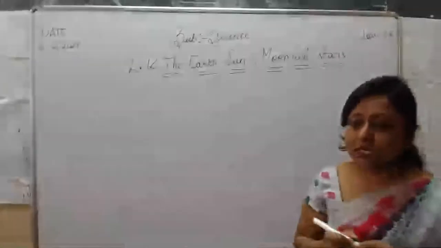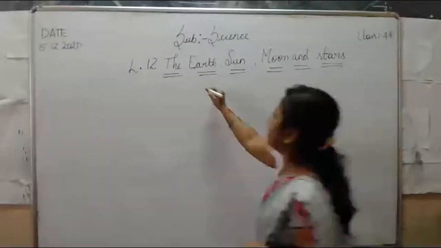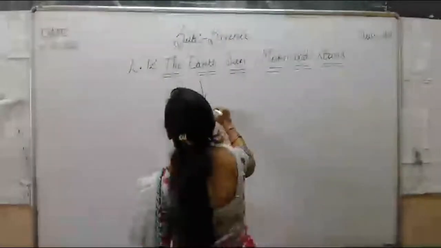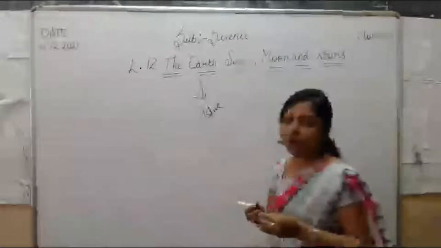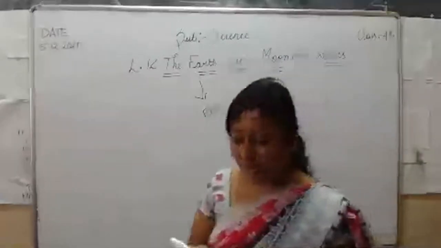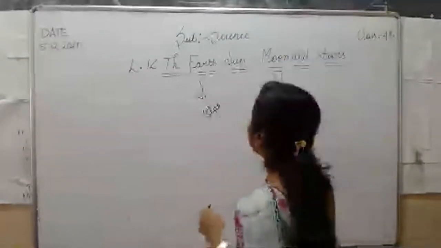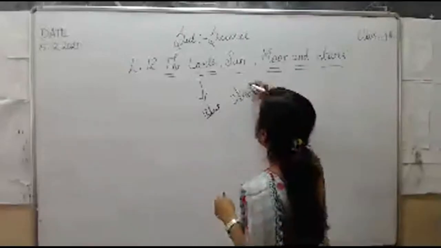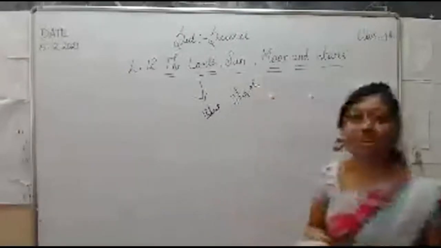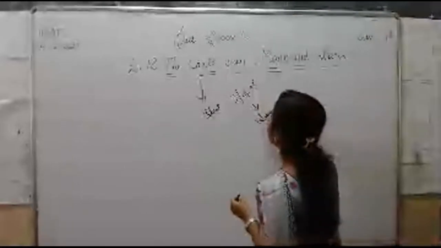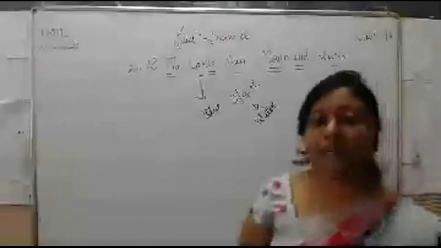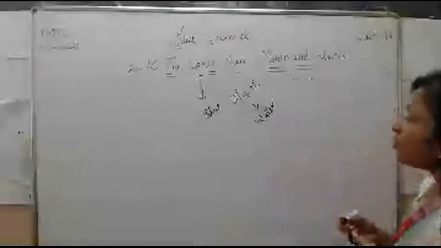Children, you know, Earth is called the blue planet. Why is it called the blue planet? Three fourth of Earth is covered with what? It is covered with water. So we call it the blue planet.